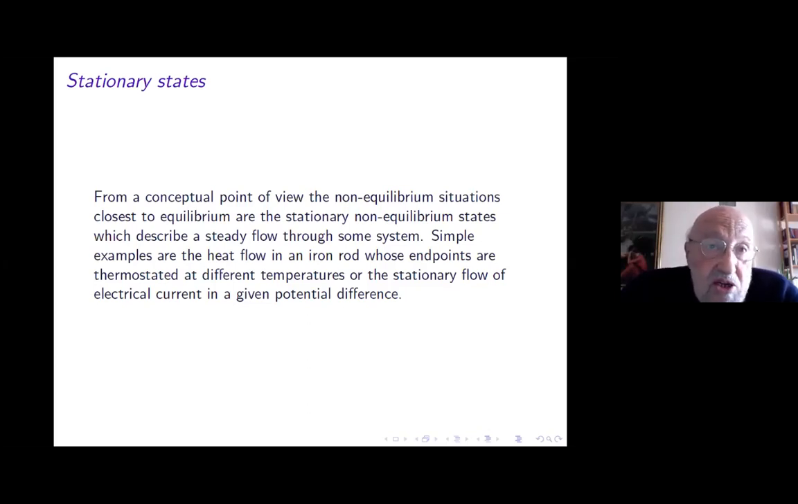And essentially in all non-equilibrium phenomena, there is a flow of both energy and other physical properties, like an electric current or a chemical flow of a chemical substance, and so on. So a typical example is the flow of heat in an iron rod whose endpoints are at different temperatures. Or even the simplest electric circuit that you describe with Ohm's law is a typical non-equilibrium situation.